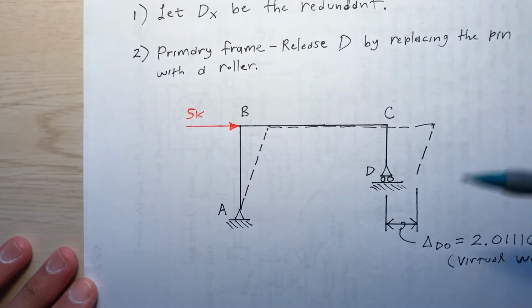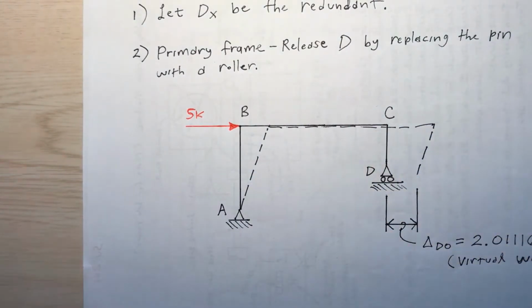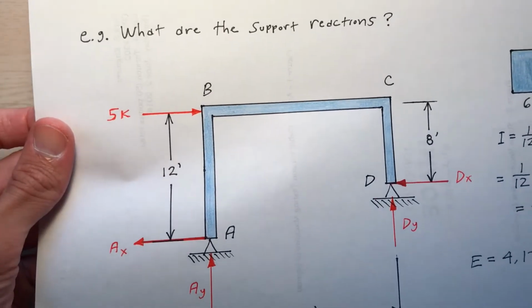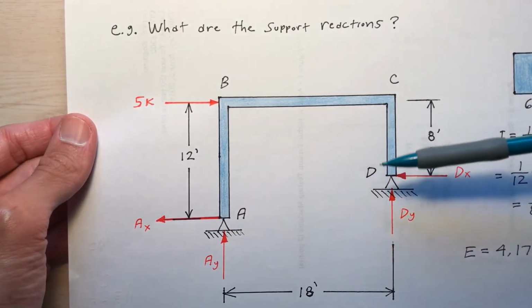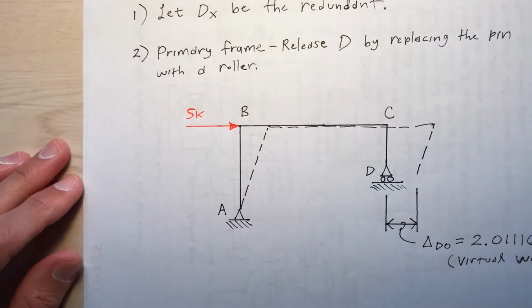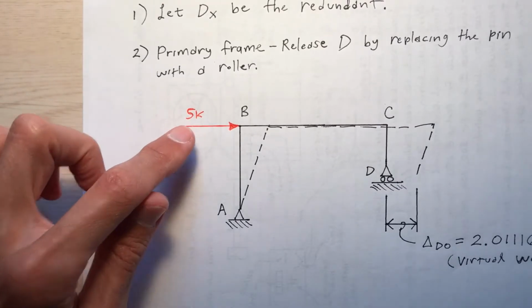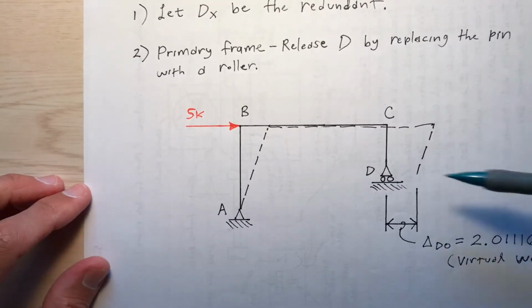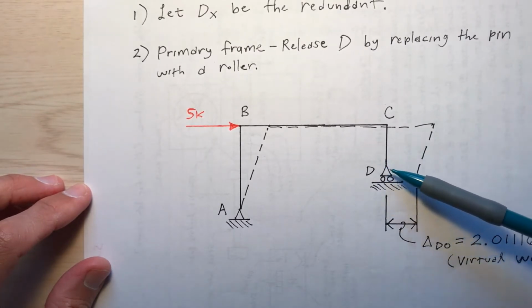Okay, now this drawing is not as elaborate as the original drawing. It's just a stick figure. It's not as elaborate as this drawing, but the dimensions are still true: 12 foot, 8 foot, 18 foot. I didn't put the dimensions on here, but those dimensions still hold true. The 5 kip load is still there. When I release the pin at D and replace it with a roller, it's going to be pushed to the right.